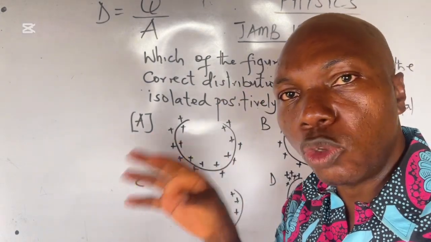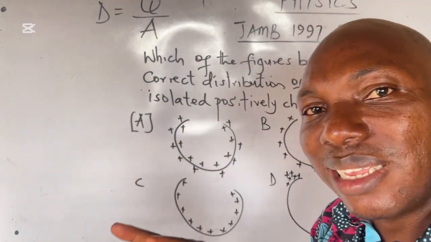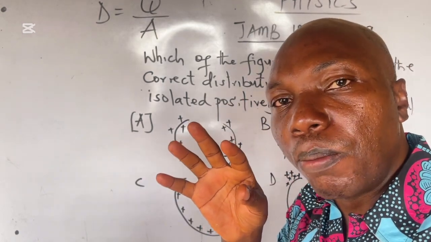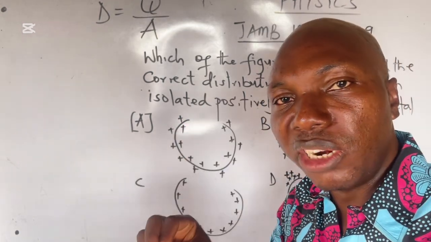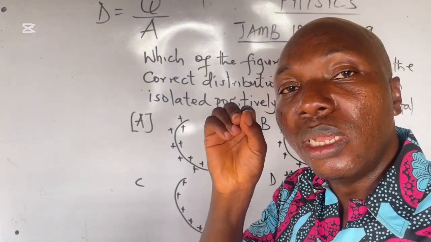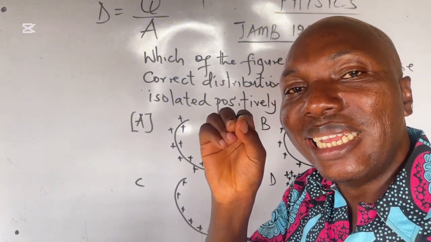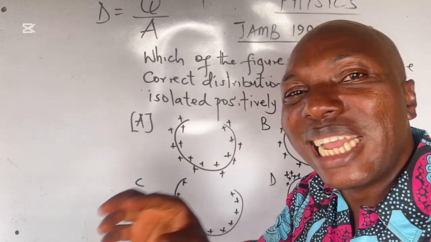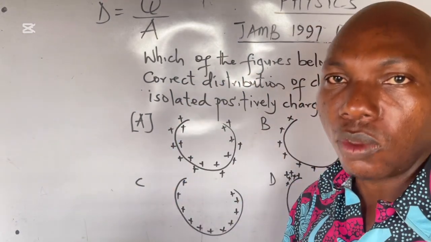So in charges, you say charge density is the ratio of the charge to the area, and it is concentrated at the sharpest point of the conductor.